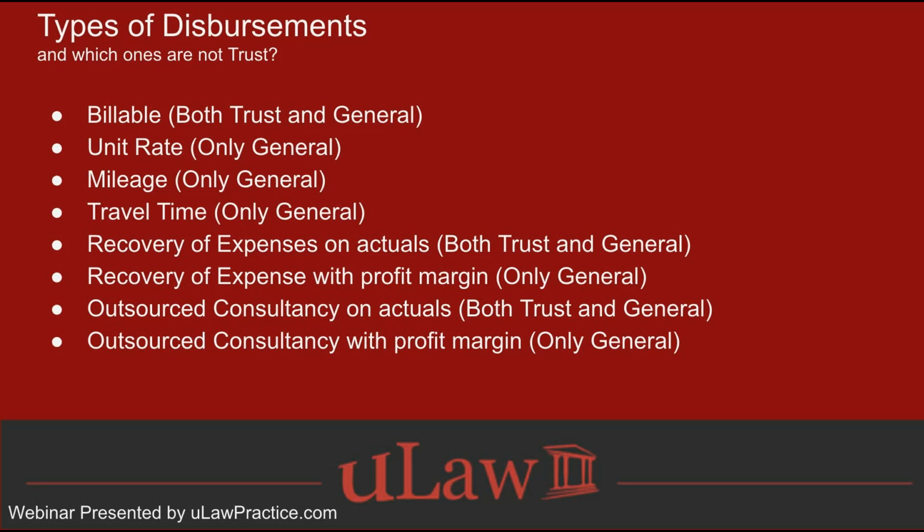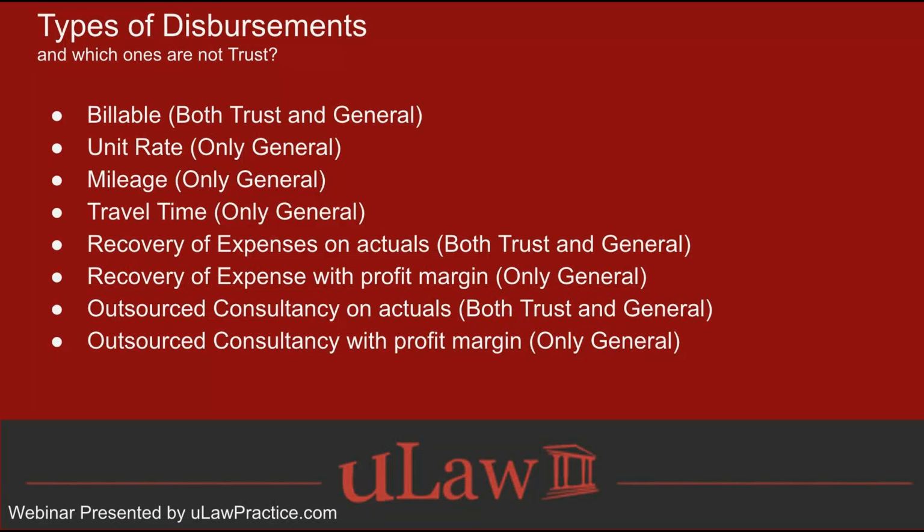So, the types of disbursements, and to see the next one, which ones are not trust. We spoke about disbursements like court filing fees or any other process server fees, etc. But what are these disbursements which are not the trust type, but only general?